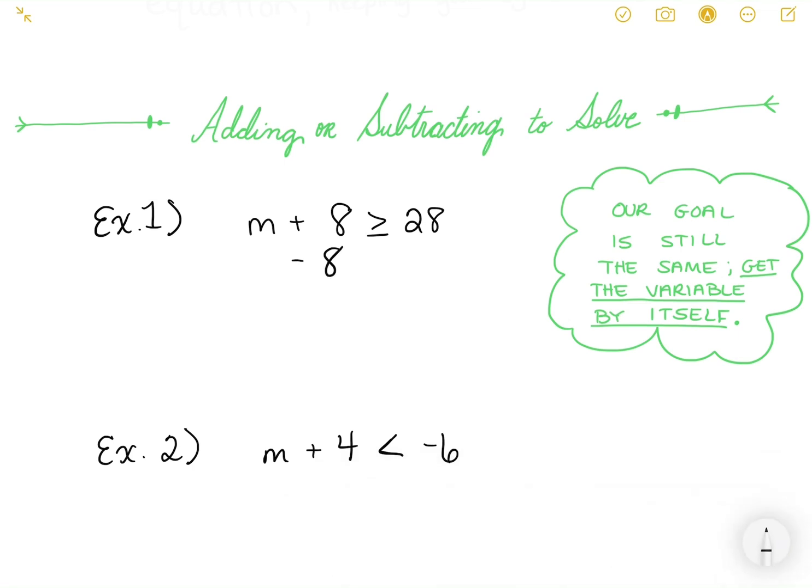Now we know that what I do to one side of an equation, I do to the other side of an equation, and that is also true with an inequality. On my left side, my 8 cancels out, leaving me with m on the left. On the right, 28 minus 8 is 20. So m is less than or equal to 20. All right, let's practice this one more time with example number 2.